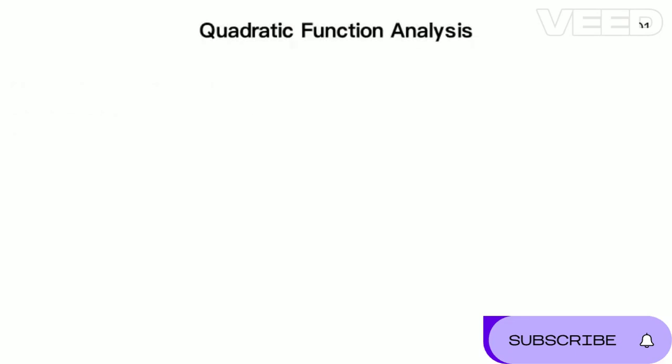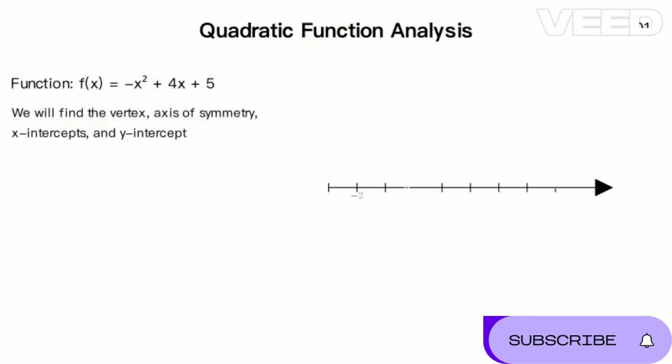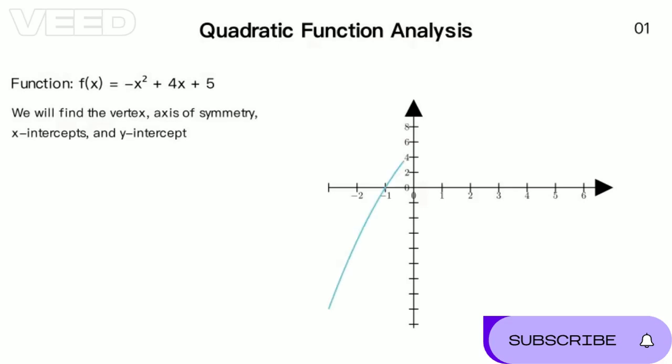Let's analyze the quadratic function f(x) = -x² + 4x + 5. We need to find its vertex, axis of symmetry, x-intercepts, and y-intercept. This parabola opens downward since the coefficient of x² is negative.